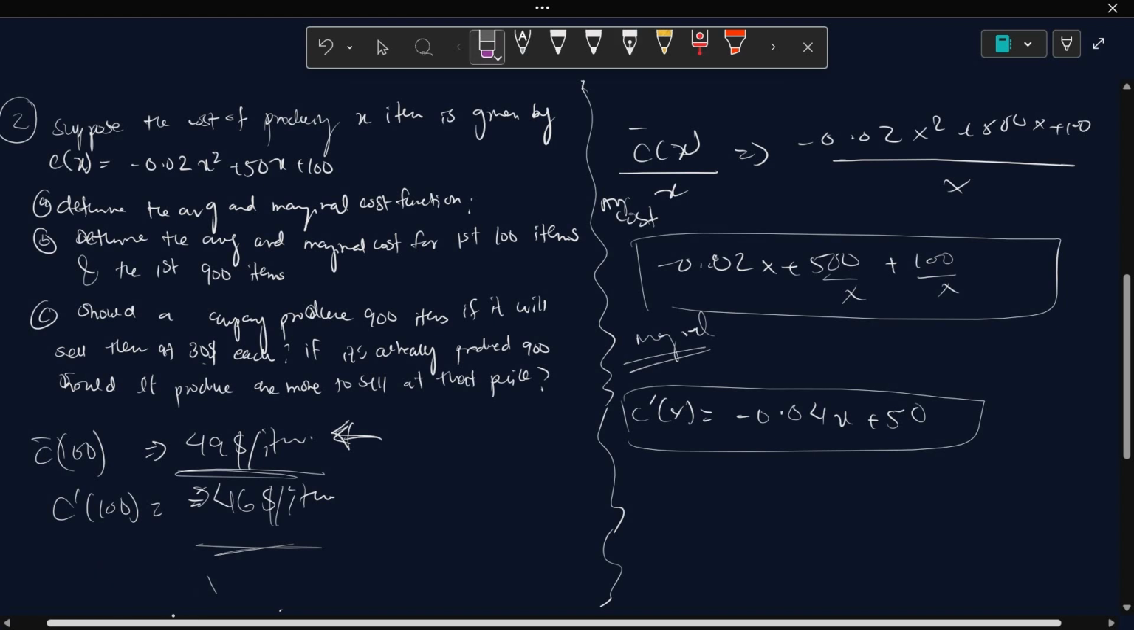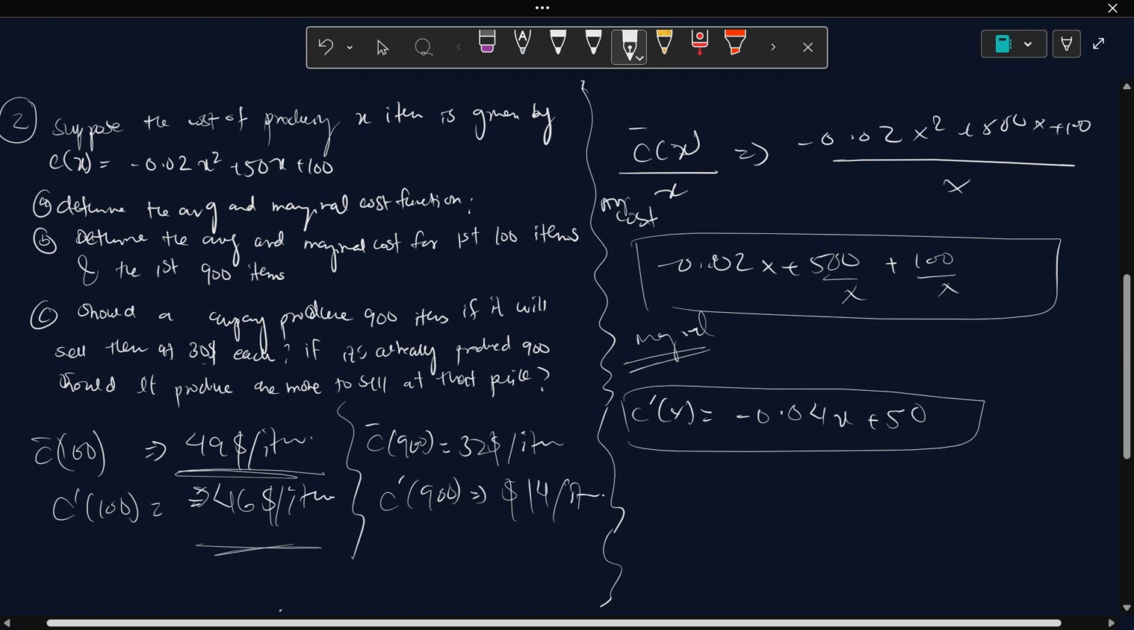Likewise, because the question is also asking us to figure it out for 900 items, you plug in 900. The average cost for producing 900 items is going to be $32 per item. However, the marginal cost for producing the 901st item is going to be $14 per item.